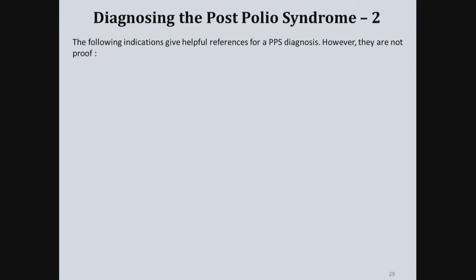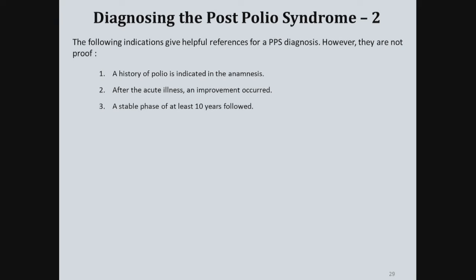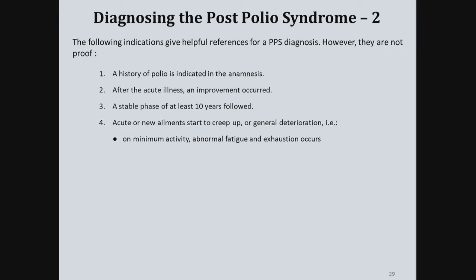Diagnosing the post-polio syndrome 2. The following indications give helpful references for a PPS diagnosis. However, they are not proof. A history of polio is indicated in the anamnesis. After the acute illness, an improvement occurred. A stable phase of at least 10 years followed. Acute or new ailments start to creep up, or general deterioration, i.e. on minimum activity, abnormal fatigue and exhaustion occurs.